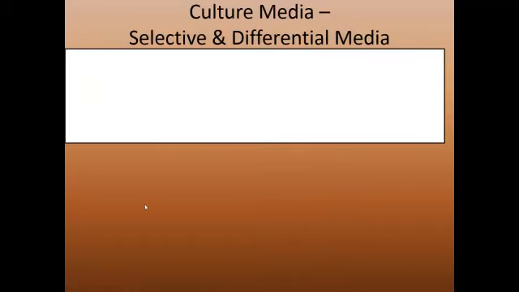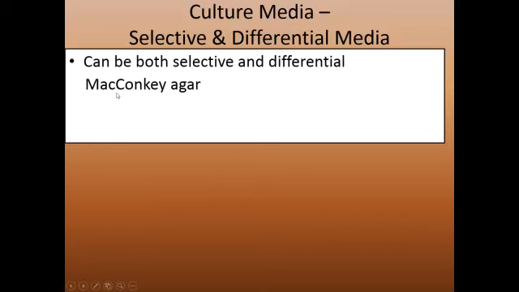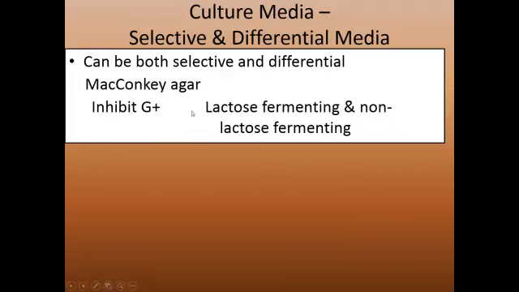Oftentimes, we combine selective and differential media. It means we only have to streak our inoculant onto one media. MacConkey is an example of a selective differential media that you will be using in lab. And we put in a dye that inhibits gram-positive bacteria, crystal violet to be specific, and then we put in lactose so that we can tell those gram-negative organisms that ferment lactose and those that don't ferment lactose.